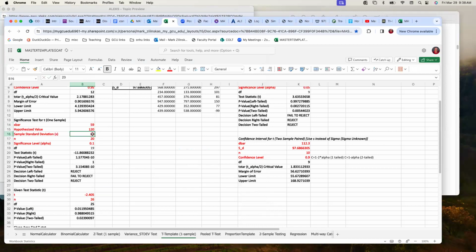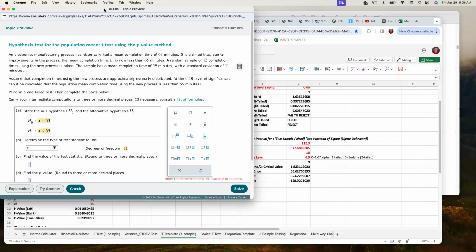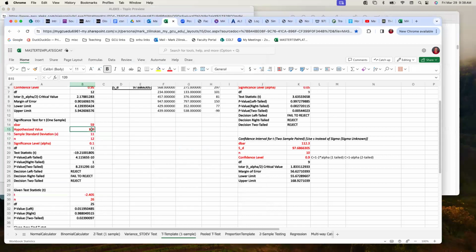We got 11 for the standard deviation. I think we had 12 of these things, and I'll go back to get the significance level. Significance level was 0.10. Okay, and I forgot to put in the null too, so that's 65. So 0.10, that's already in there.